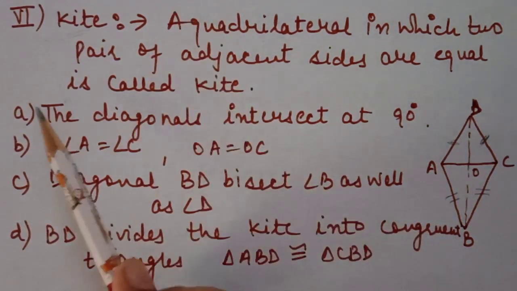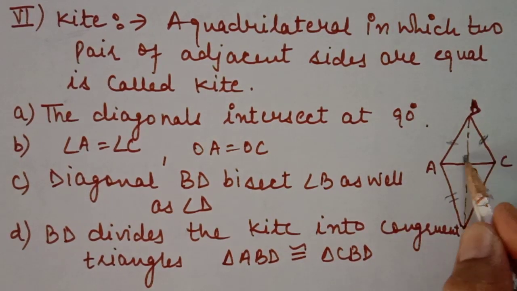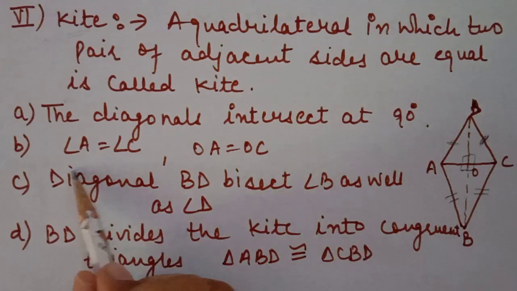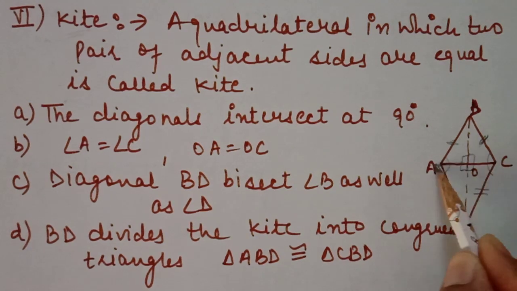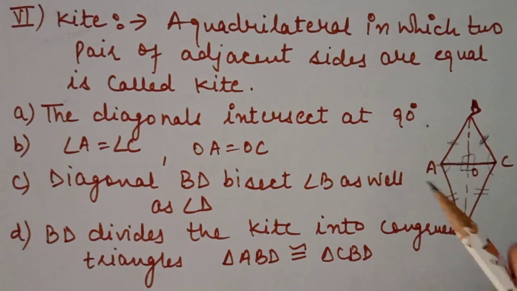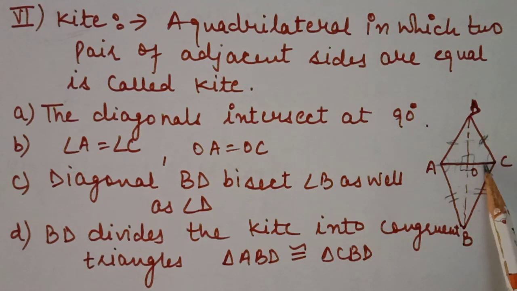Students, the properties of a kite are: the diagonals intersect at 90 degrees. Both diagonals intersect each other at 90 degrees. Angle A and angle C are equal to each other, and diagonal AC is bisected by DB into two equal parts, AO and OC. In this diagram, only one diagonal is bisected. DB is not bisected into two equal parts because DO and BO are not equal to each other. Only these two angles are equal. The other two angles are not equal to each other, and the two parts of the same diagonal are not equal to each other. Only AO and OC are equal.